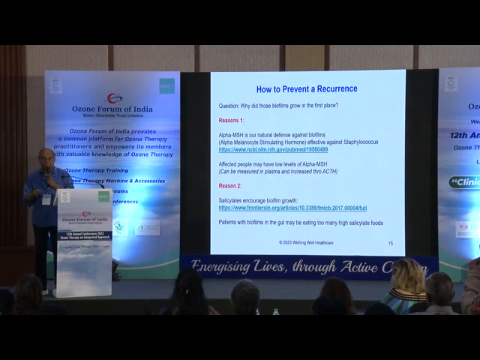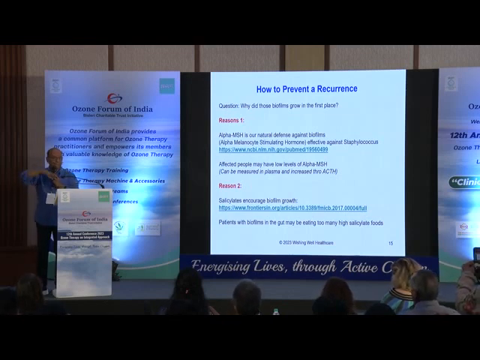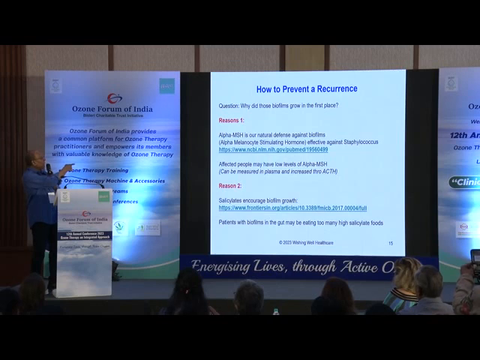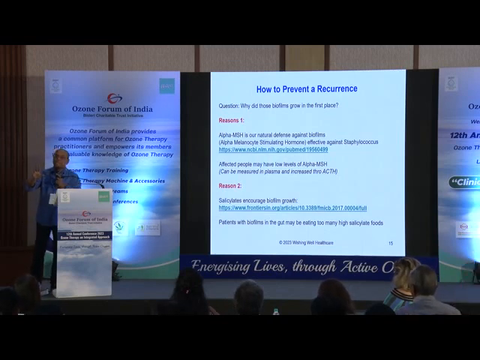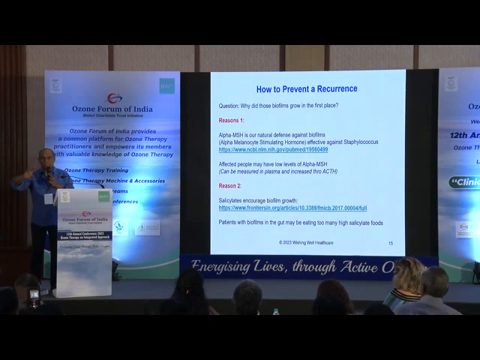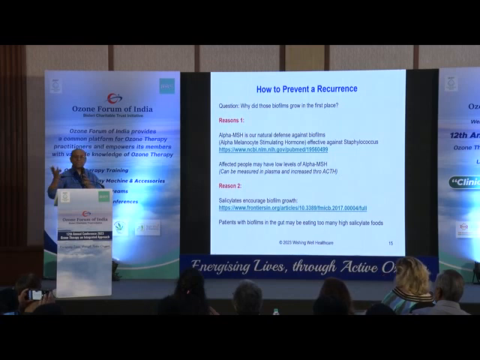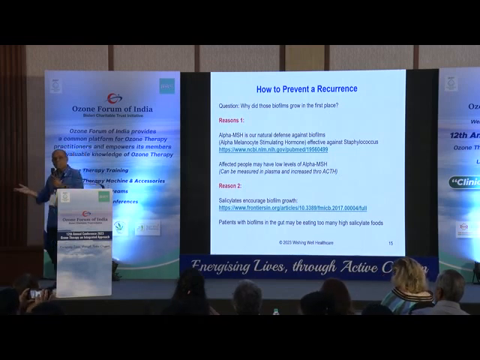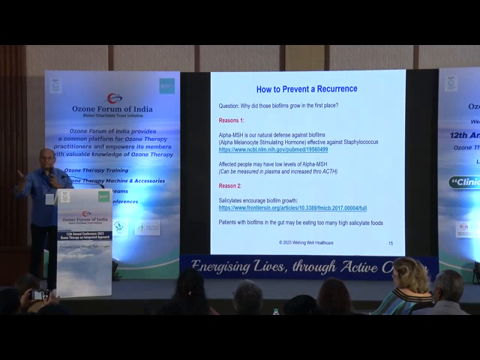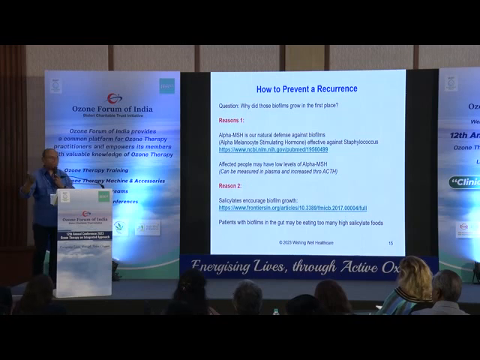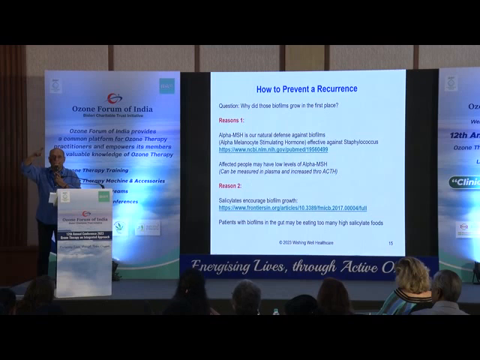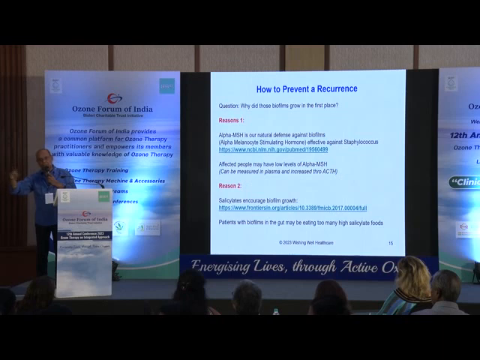By the way, it's not available in India, but I'm trying to get some labs to do it. In the US, it's freely available. You can test plasma levels of alpha MSH. But here, you have to assume it's low, and you can treat it by boosting ACTH. One of the easiest ways is our wonderful Ayurvedic herbs, ashwagandha and guggul. These two are very good at promoting higher levels of alpha melanocyte stimulating hormone. So the first reason is biofilms form in people because their alpha melanocyte stimulating hormone levels are low. You need to boost that to prevent a recurrence.